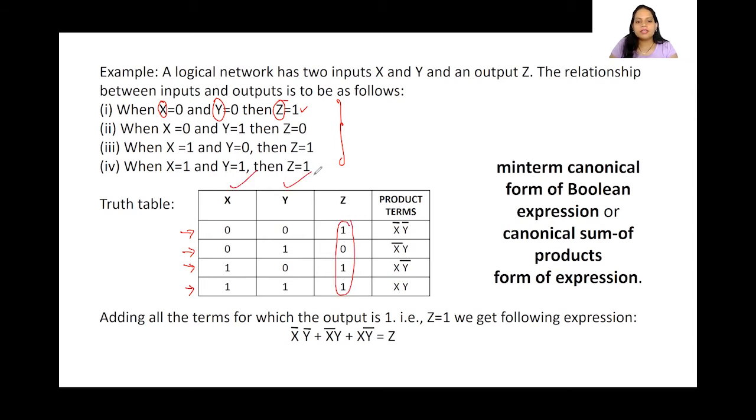Now, this was already given in the question. All we did was enter it in a truth table. Now, the next important thing is we are going to add another column where we are going to write product terms. Now, this product terms is nothing but the minterm.